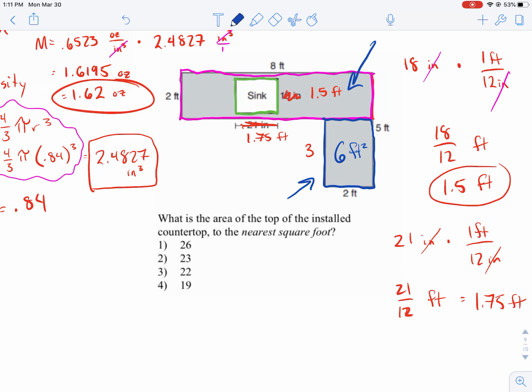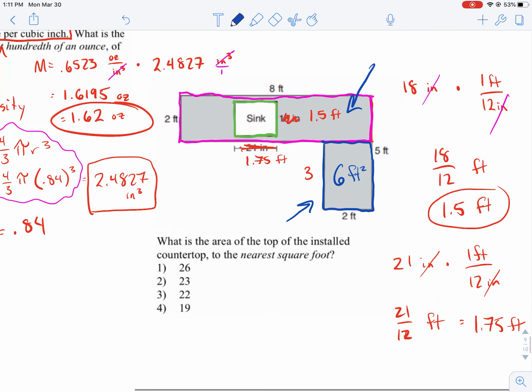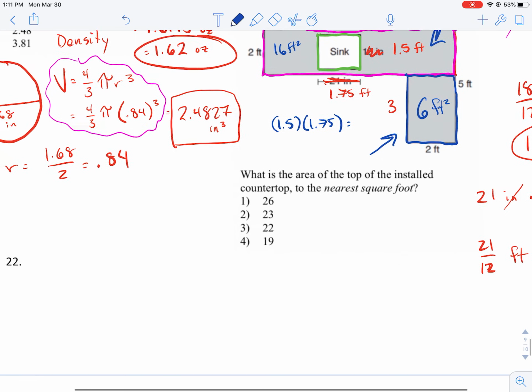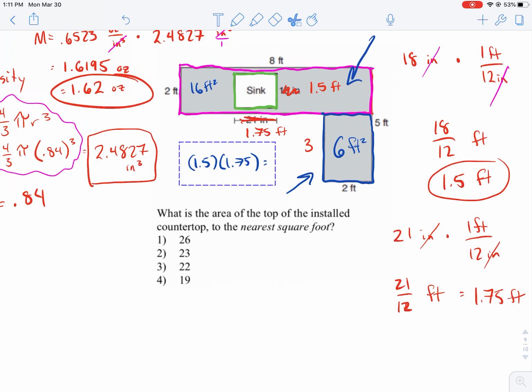3 times 2. Well, the area of this one is just going to be 6 feet squared. Okay? Done. Now let's take a look at this one here. To find the larger area, it's just going to be 2 times 8, which is 16 feet squared. So this is 16 feet squared. And then this little square in the middle is 1.5 times 1.75.